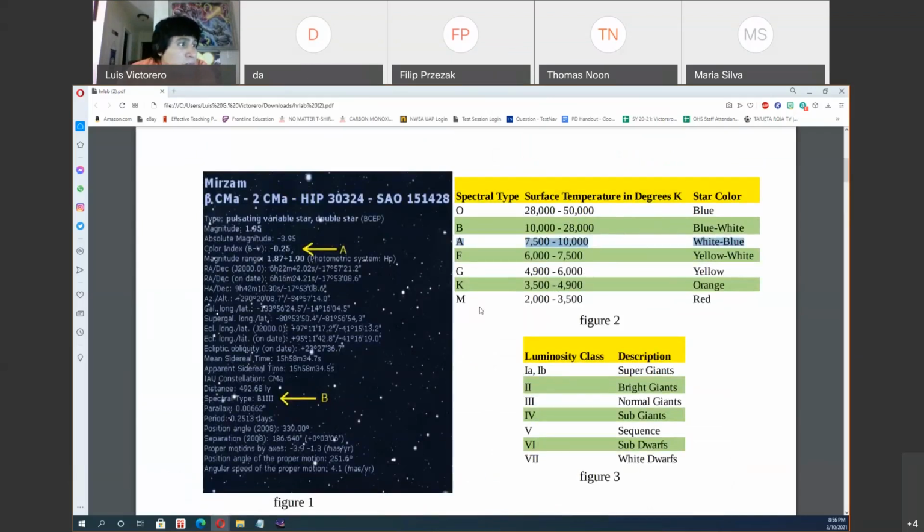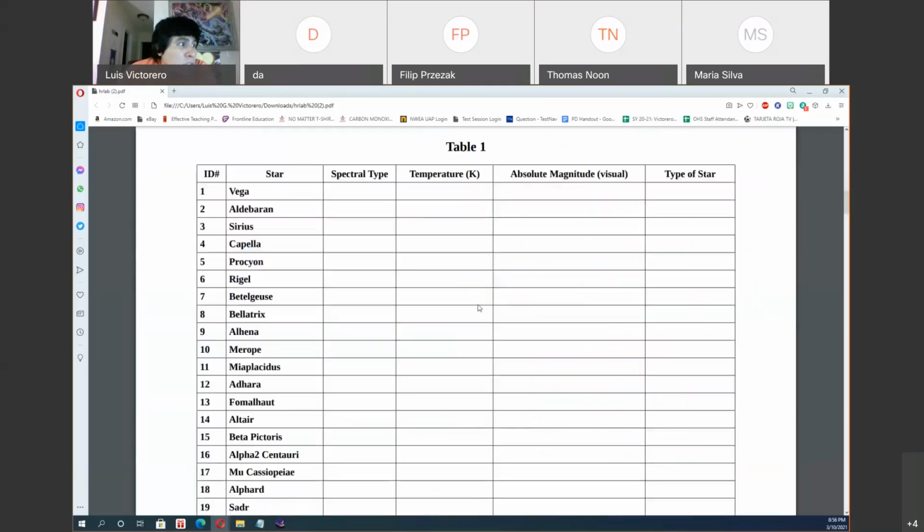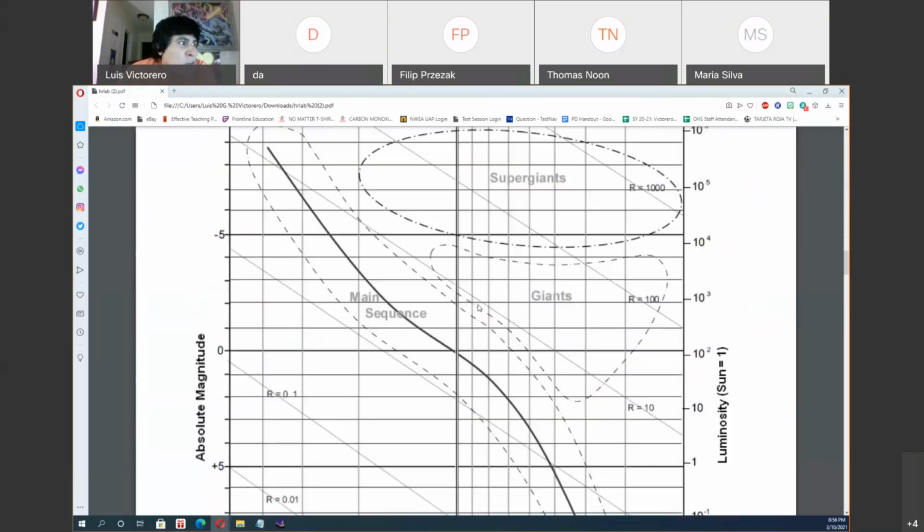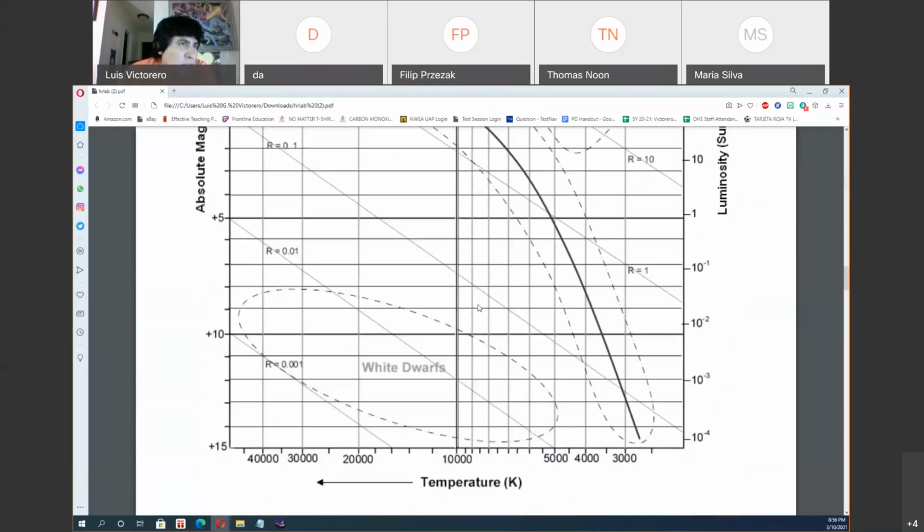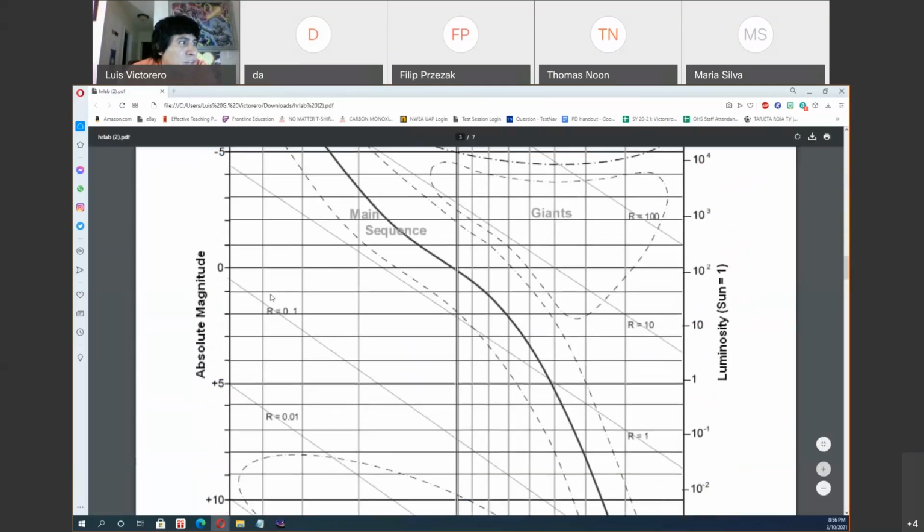How well do you want us to estimate? It doesn't really matter because you're going to use the temperature and the absolute magnitude to find it.